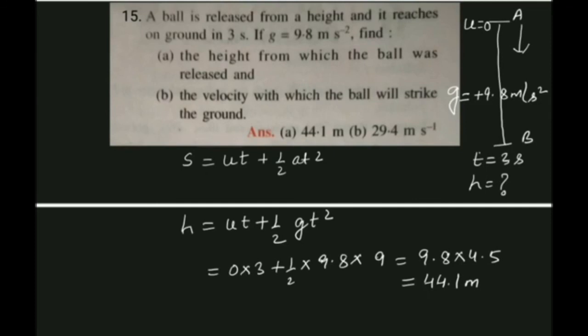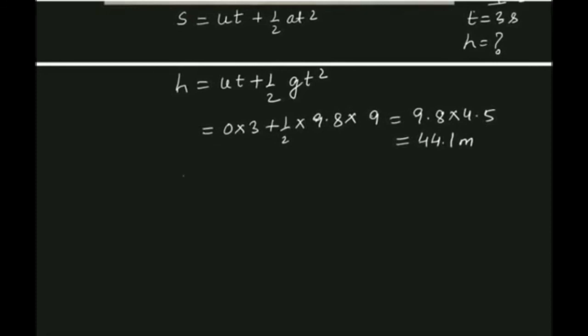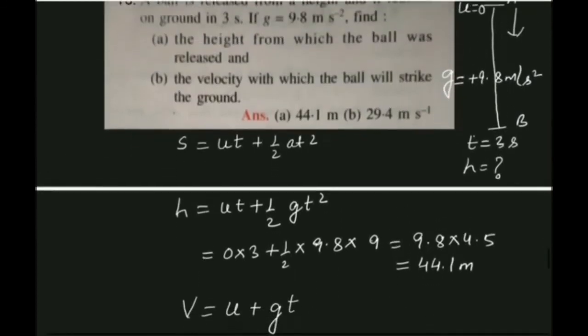Now B part. The velocity with which the ball will strike the ground. It means they are asking for the final velocity. So v equals u plus gt. V equals 0 plus g is 9.8, time is 3, and if you multiply it will come 29.4 meter per second. This is the complete solution of question number 15.